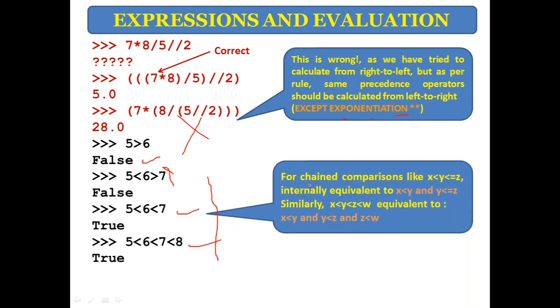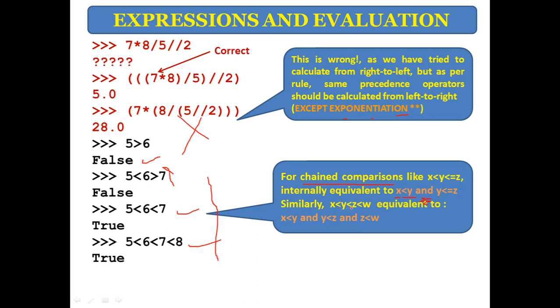These are called chained comparisons. Like x < y <= z is internally equivalent to x < y and y <= z, where the and operator is used. That means 5 < 6 and 6 > 7.